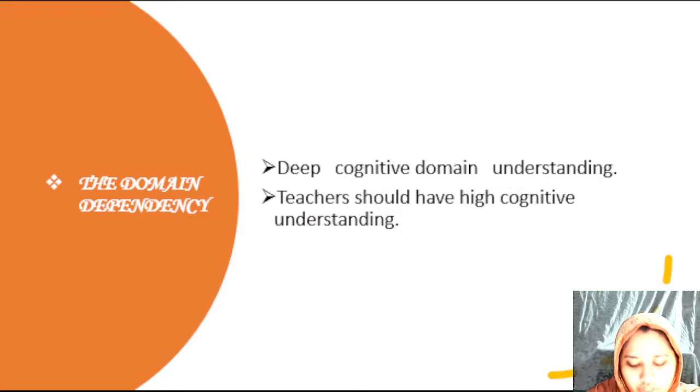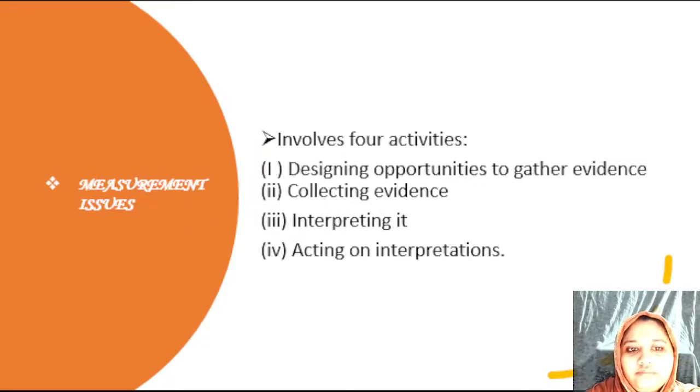The next one is measurement issues. Educational measurement involves four activities: designing opportunities to gather evidence, collecting evidence, interpreting it, and the fourth one is acting on the interpretation. Assessment is not simply the elicitation of evidence but also includes making inferences from that evidence.